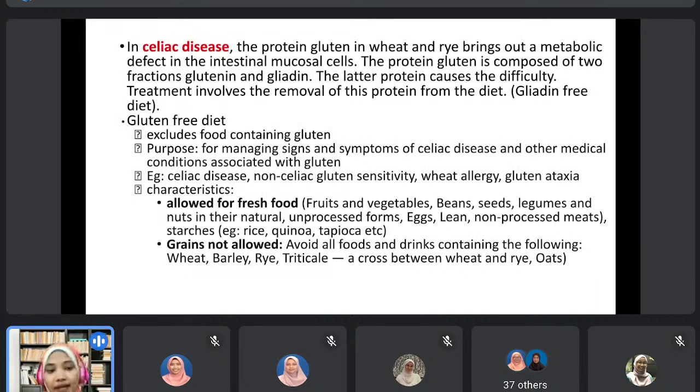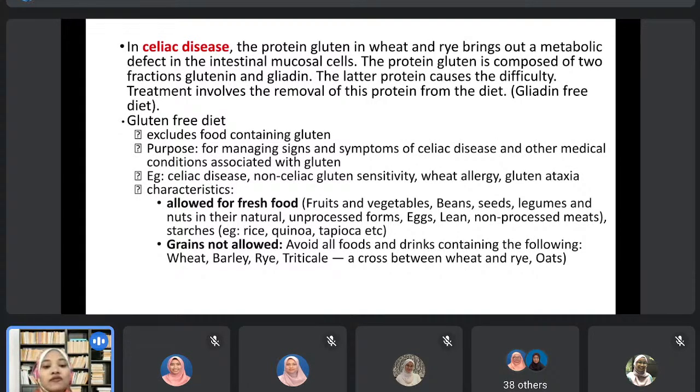Okay, and then next is the gluten-free diet. In celiac disease, the protein gluten in wheat and rye brings out a metabolic effect in the intestinal mucosal cells. The protein gluten is composed of two fractions, glutenin and gliadin. The latter, gliadin, causes the difficulty, especially for celiac disease patients.